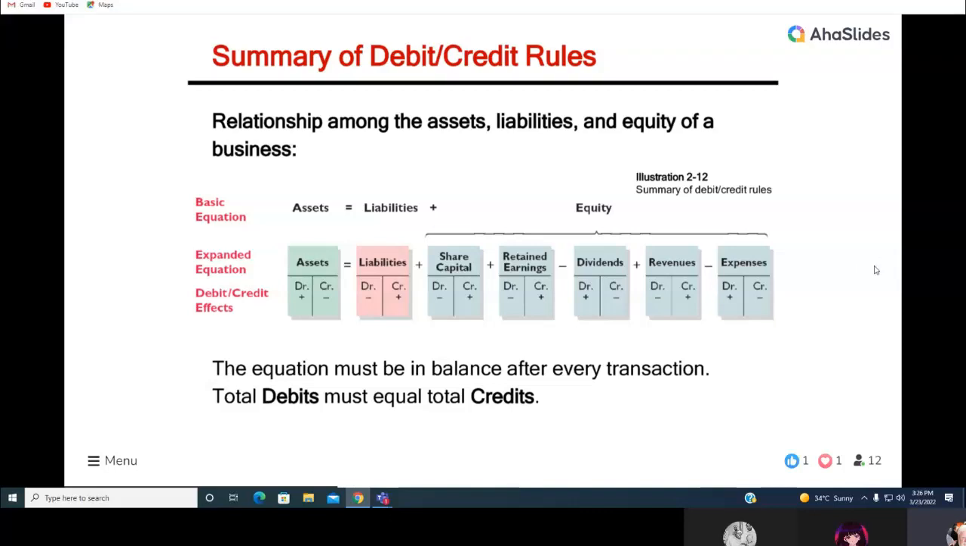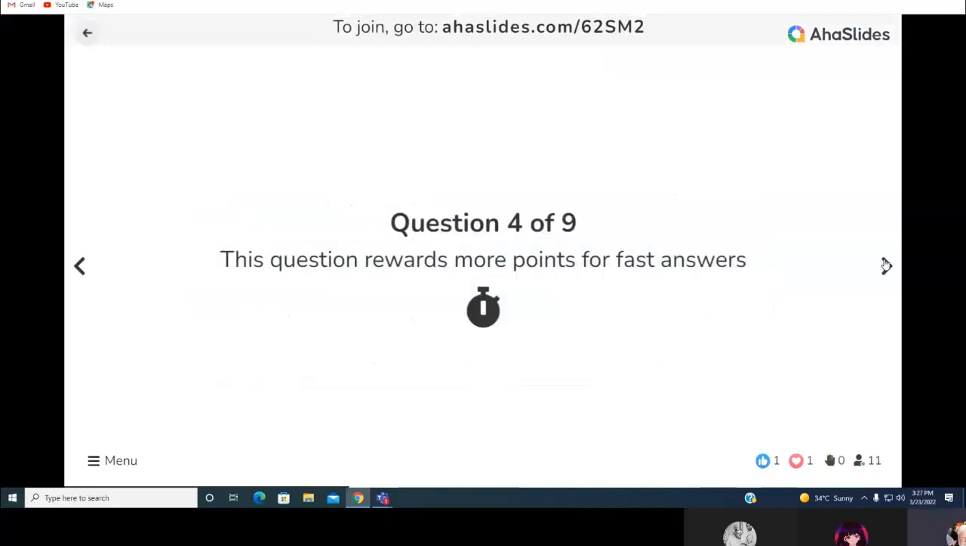Now, keep in mind the rule. Every transaction will affect 2 accounts. Could affect 3 or 4. But the debits will equal the credits at all times. When we were analyzing the transactions, you analyzed the transactions by saying increase and decrease, but you were always in balance. But by using the debits and credits, if you record the transaction properly, the debits will equal the credits. All right, let's see what we've got.